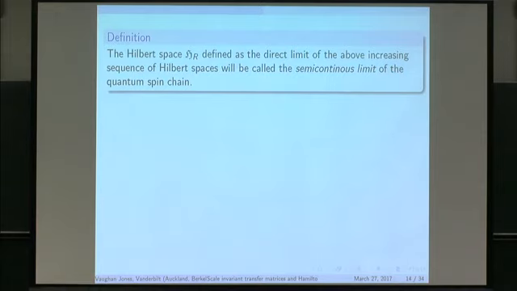The Hilbert space defined as the direct limit of the above increasing sequence of Hilbert spaces will be called the semicontinuous limit of the quantum spin chain. This name came out in discussions with Tobias Osborne and Guifré Vidal, who are people working in the opposite game, the block spin game. It's called semicontinuous because we were trying to get a continuous limit, but all we got was this limit with a dense set of infinitely many points, and we were unable to bridge the gap between that and the continuum.